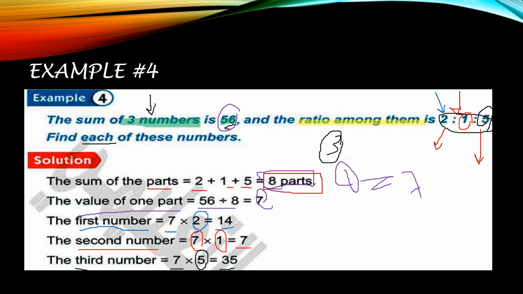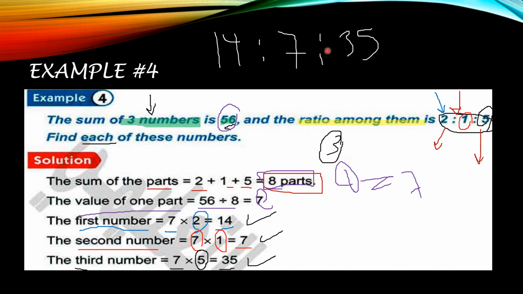So now we know that the first number is 14, the second number is 7, and the third number is 35. And to make sure that your answer is correct, we're going to put the 3 terms beside each other: the first term, which is 14, that we have just figured out, to 7, the second term, to 35, the third term. And now if we simplify this ratio over here, it should equal 2 to 1 to 5. This here now shows that we're correct.